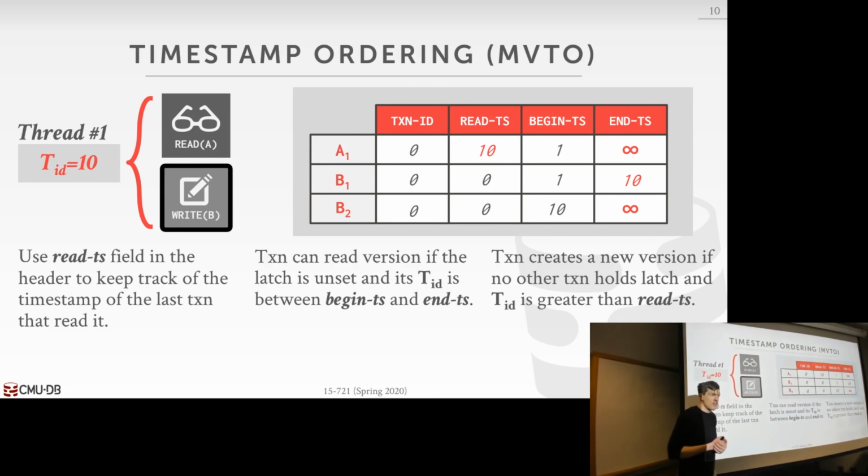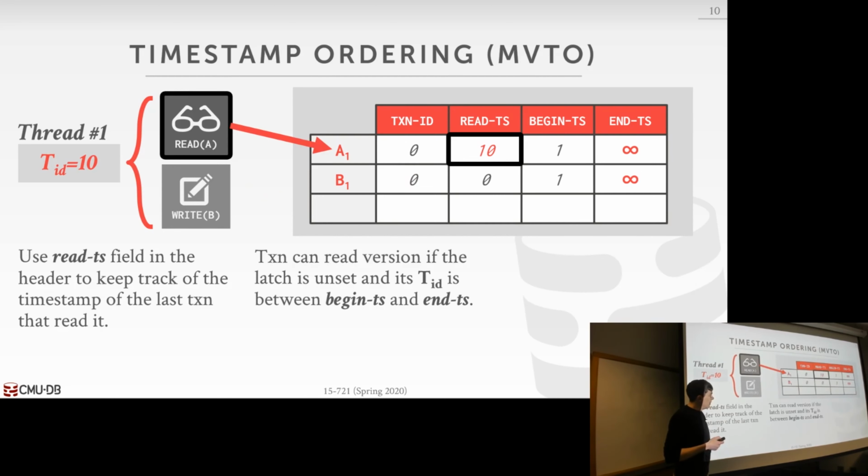Is that clear? Yes. For the read part, say a transaction with timestamp 15 comes before this 10 comes, and it reads it. Reads what, A or B? A. Okay. So we set the read timestamp to 15. Yes.